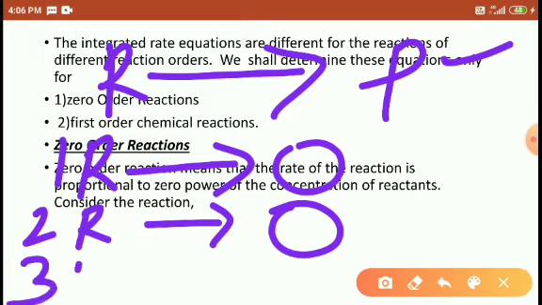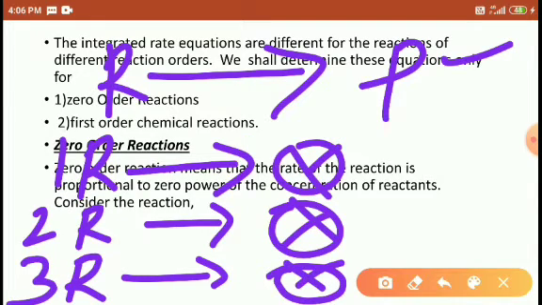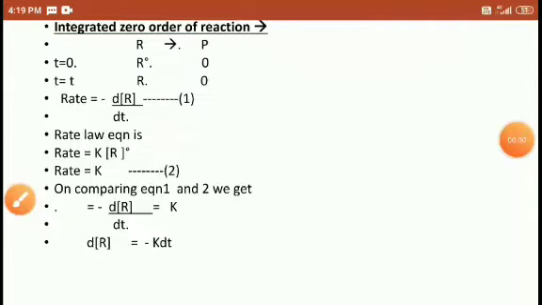Again, I am increasing the concentration of the reactant, and there is no product. It means if you increase the concentration of the reactant but the rate of formation of product is 0, there is no formation of the product. This is called a zero order reaction. Right, students? So first I am using the integrated zero order reaction.